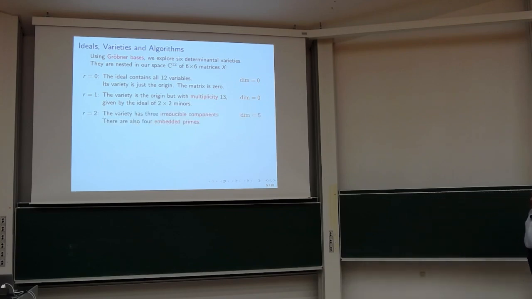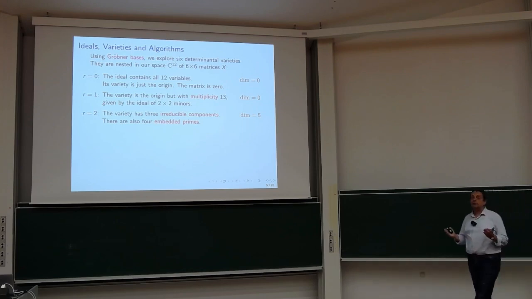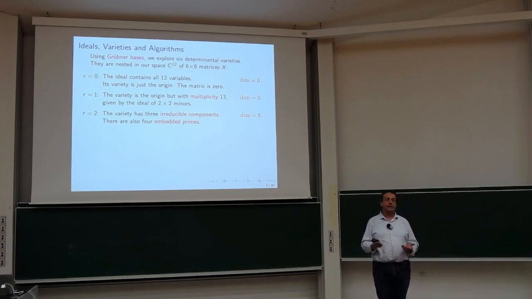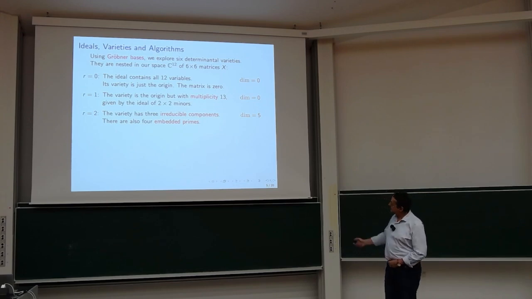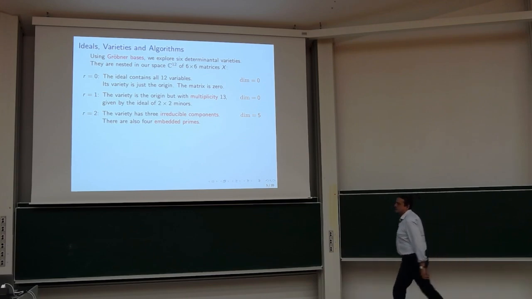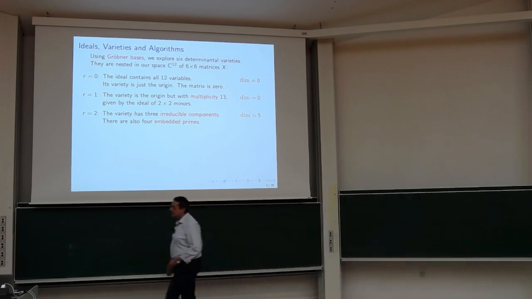r equals 2. Now we look at the 3 by 3 minors. So it turns out that the variety has 3 irreducible components. So a variety is irreducible if it cannot be written as a union of 2 other proper varieties. But this one is reducible. It has 3 irreducible components. They have dimension 5. But it also has so-called embedded primes. So this I should maybe explain.